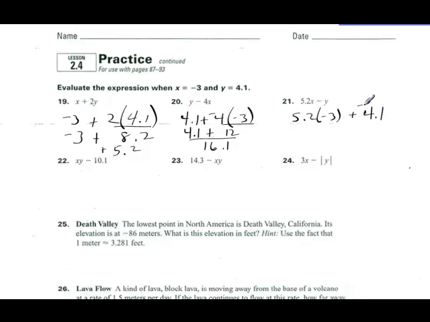Okay, 5.2 times x, which is -3, minus y, which is 4.1. So I'm going to do my same change switch. Positive times negative is a negative. So I got 52 times 3. We know there'll be a decimal. I'm showing you how we do it in your head. So 50 times 3 would be 150. The 2 times 3 would be 6. What's 150 and 6? 156. And we know that there's one decimal place.